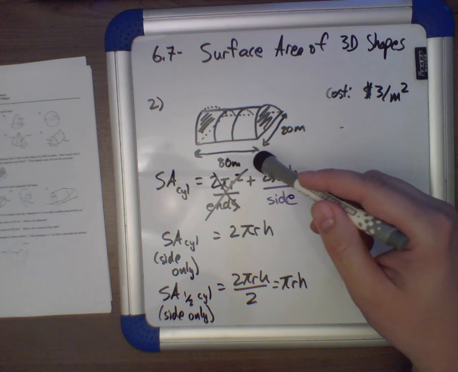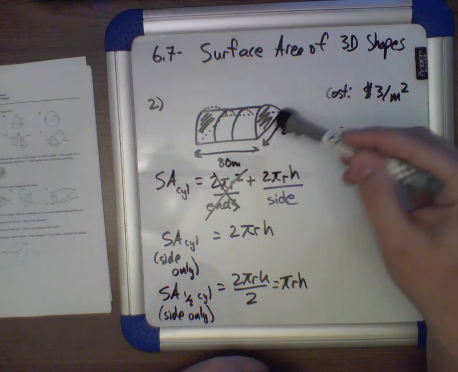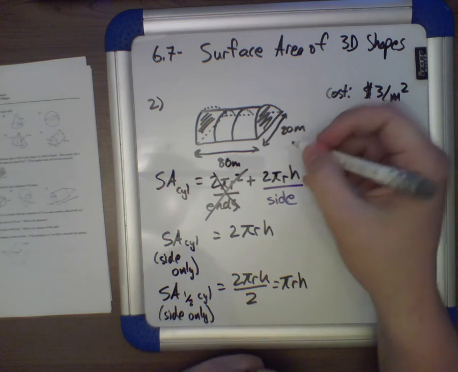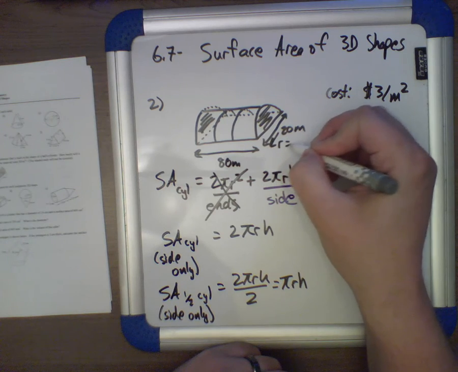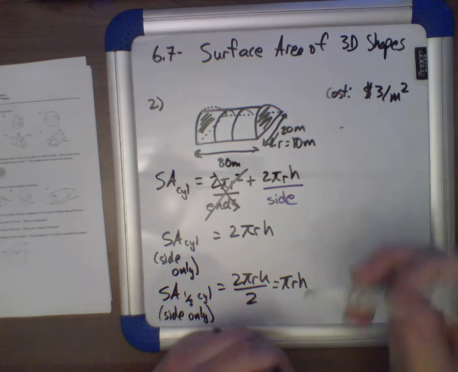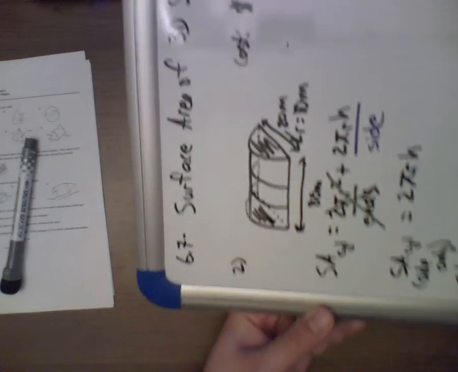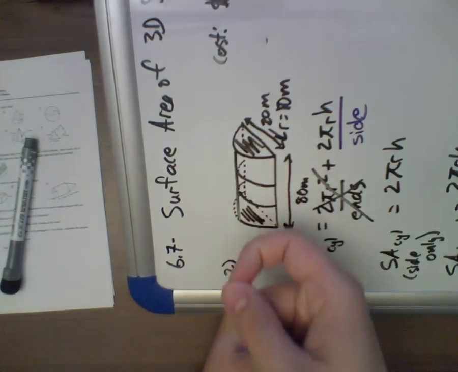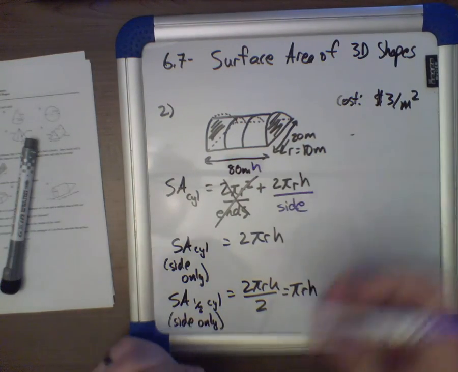Let's go back a step actually and add our labels. Which part is my radius? Well, this is going to be the diameter of my circle. So if this is my diameter, my radius is going to be half, so it's going to be 10 meters. This part is my height. So imagine this was rotated. We had our circle on top and we extended down. So this part is my height.